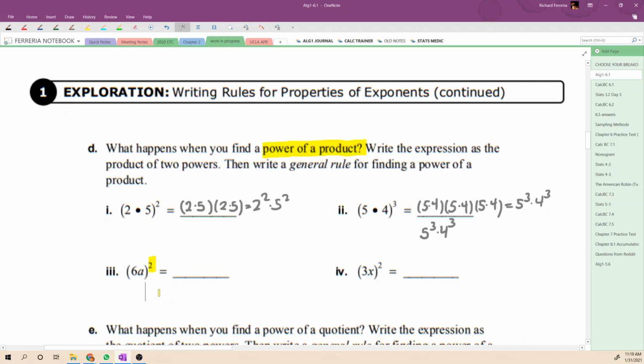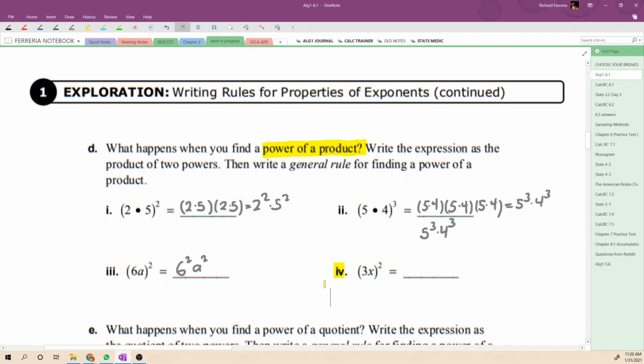So here for number 3, it may not look like a product because there's no multiplication dot, but this is 6 times a, the whole thing to the second power. And I can distribute this power into the product, so we have 6 to the second power multiplied by a to the second power.